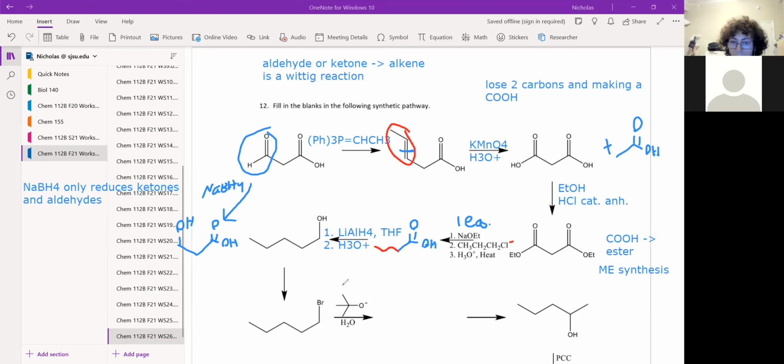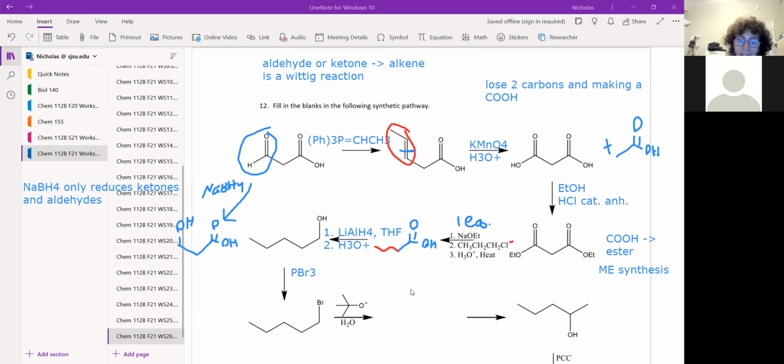Okay. Next, we're going from an alcohol to a bromide. We're substituting a bromine. How can we do this? PBr3, yeah, not as a catalyst, but as a solvent, yeah. And that was actually something I was about to ask about.